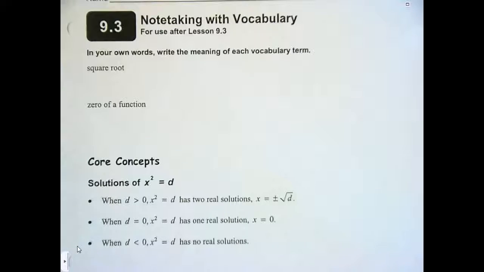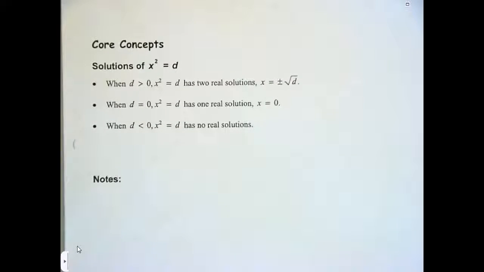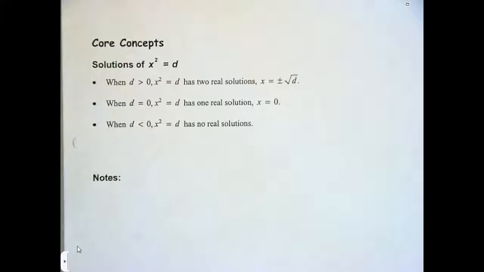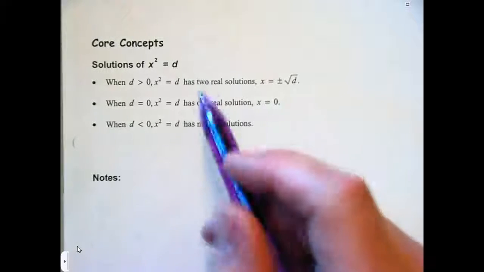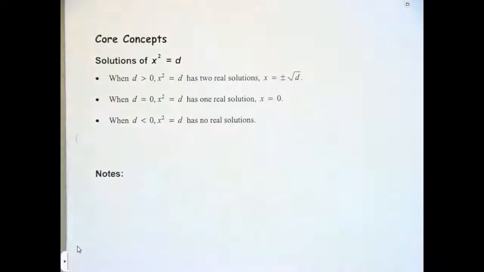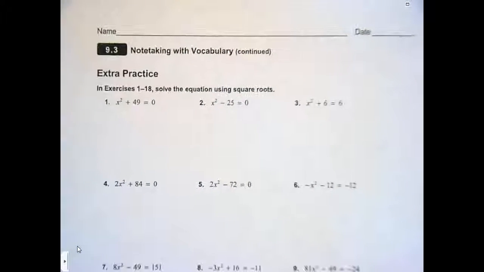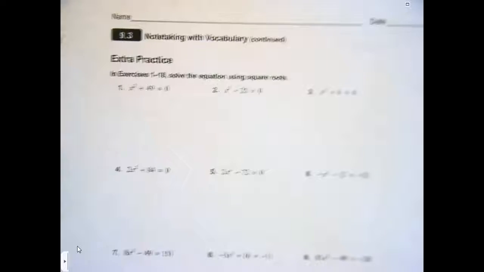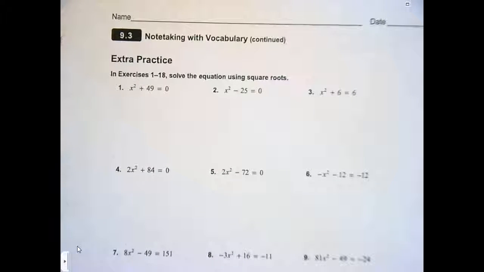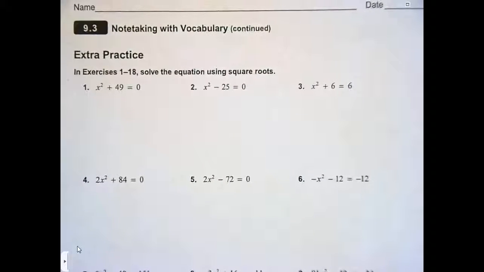Okay, course concepts down there, the solutions of x squared equaling d. You'll also kind of come up with these intuitively after we do some problems, but it's all summarized right there. What I want to do is work through some of these with you. We started last, or we did on 9.2, we just found the solutions by graphing it and seeing where it crosses the x-axis. Rather than graphing every time now, I want to use square roots to solve.